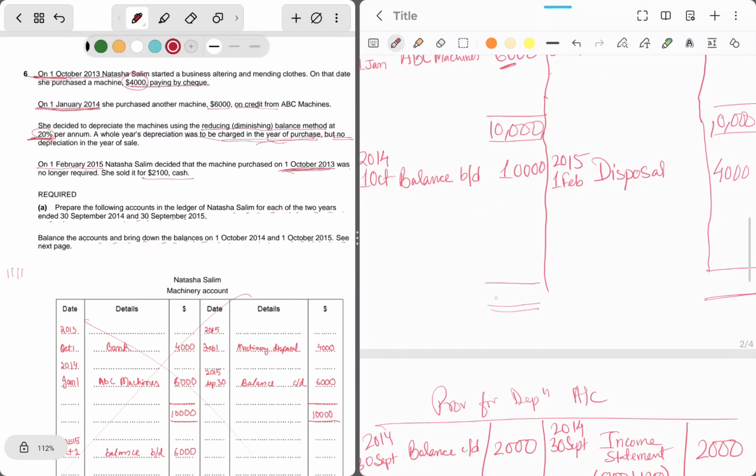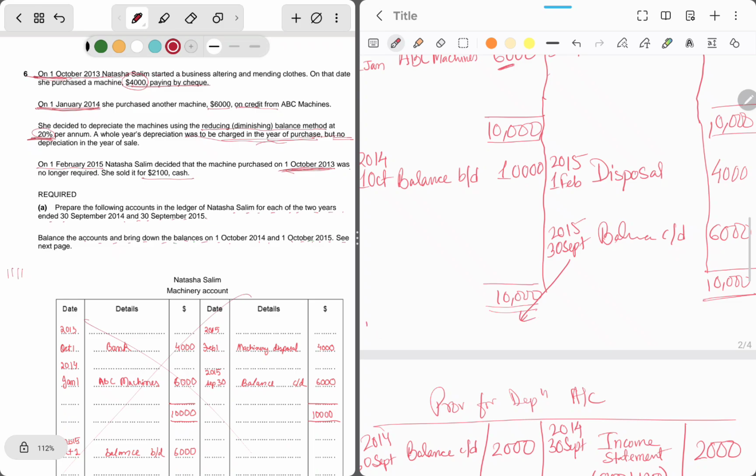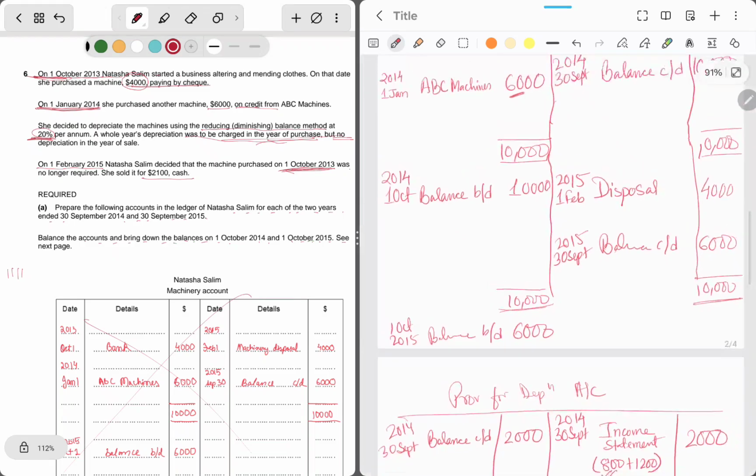So you do the totaling. This is 10,000, this is 10,000. Close the books of accounts on which date? 30th of September 2015. This will be balance c/d as 6,000. Again this same balance will come down on 1 October 2015 as balance b/d $6,000, because the organization is going to have only $6,000 of machinery in hand after the disposal has been made.